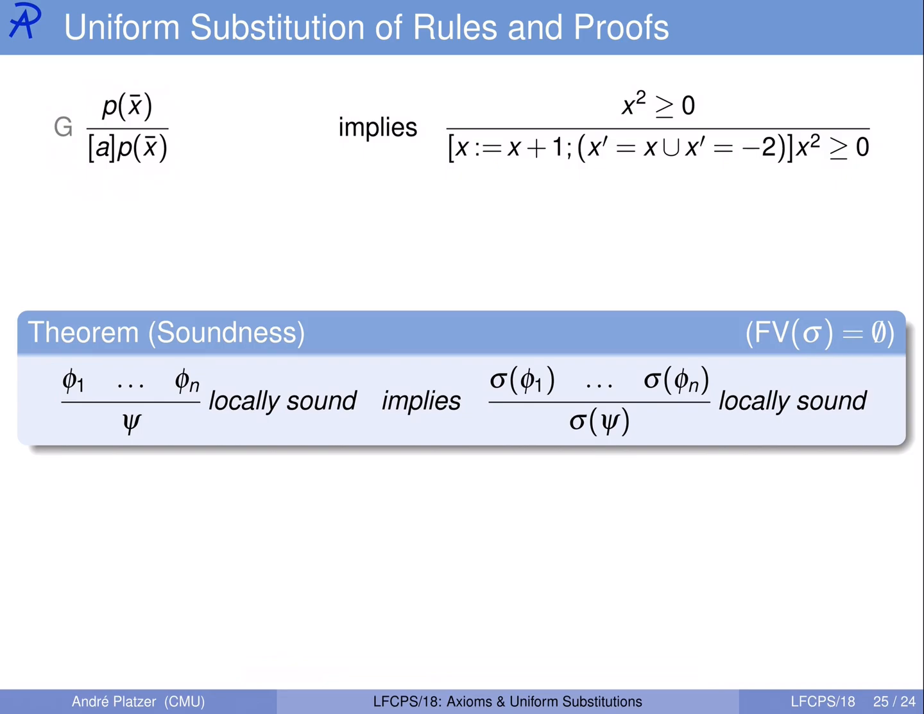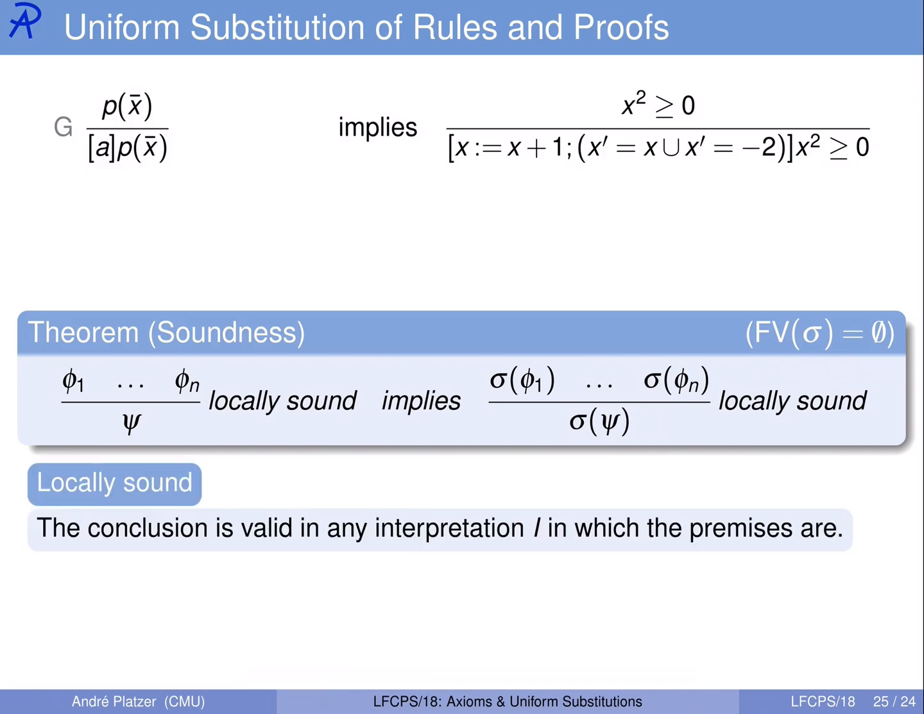And that is justified by this following soundness theorem, that if we have an inference out of premises phi 1 through phi n, could be 0, then the conclusion psi follows. And if this is locally sound, then having run a uniform substitution, the same one over all the premises and the conclusion, is also locally sound if the substitution has no free variables. It's not trying to sneak anything in. And the local soundness here is a slightly stronger formulation of soundness, the one that says that the conclusion is valid in any interpretation I in which all of the premises are valid. So if the premises are all valid in interpretation I, then so is the conclusion.